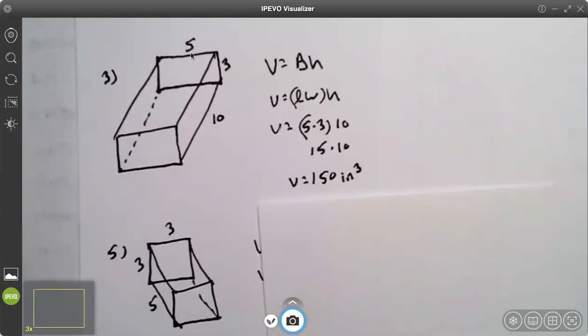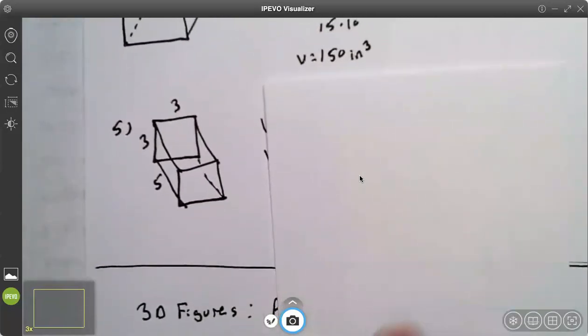Area is two-dimensional. 5 times 3, 2 dimensions. You would put your answer as 15 inches squared if we were finding the area. Volume is three-dimensional. It's a third dimension, so our answer is to the third power, or cubed, inches cubed or cubic inches. Let's look at number 5.